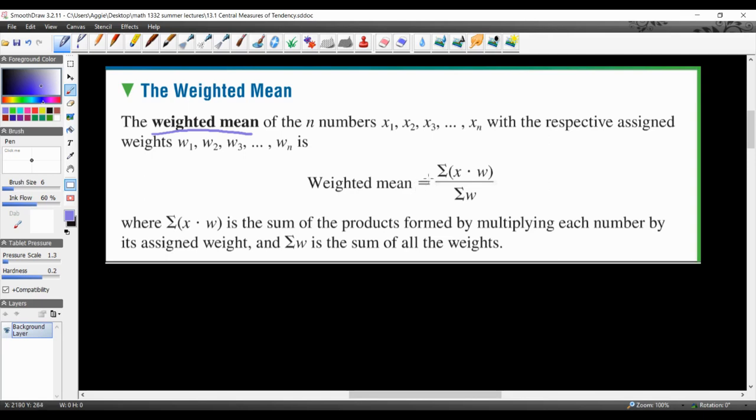So here's the formula for that. This is the sum of the weight times the number, divided by the sum of the total weights. Let's go ahead and try this in an example so we can see how this works.